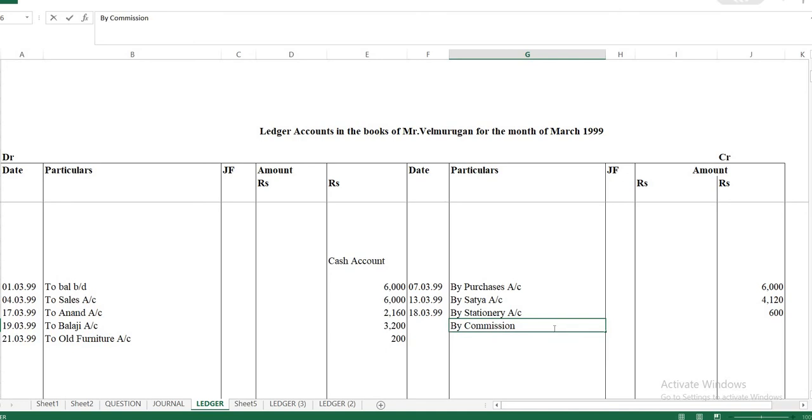Whatever payments you make, if you have made a purchase, at that time you would have paid cash, or you would have paid cash to some person. Or some expenses like stationery, commission, salary, rent, all those you would have paid. In that case, all the payments will be on the credit side.